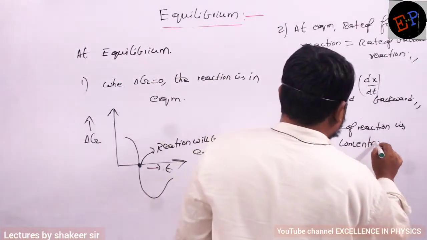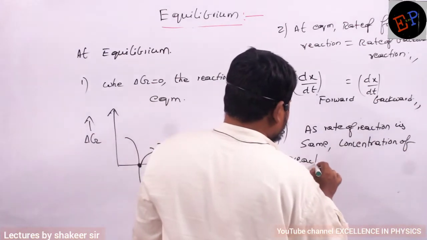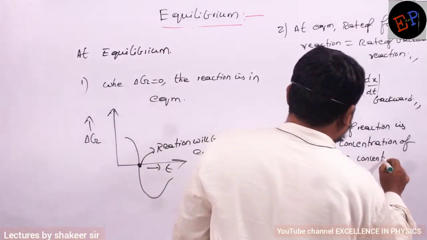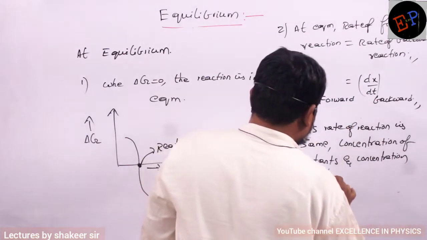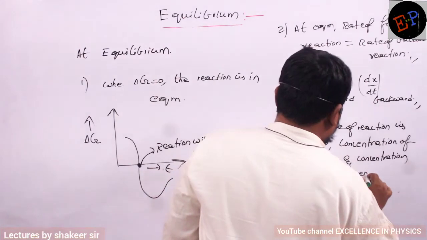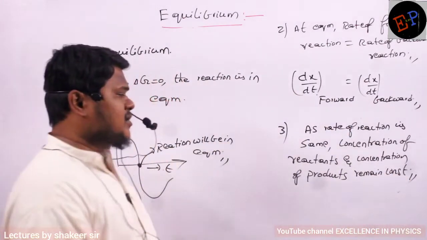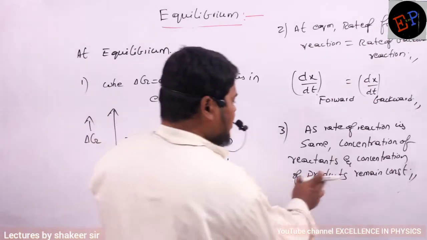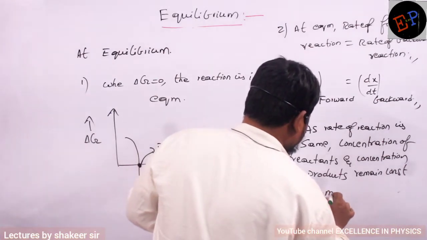The concentration of reactants and the concentration of products remain constant. Okay, ma? This is another point which we have to understand in the case of equilibrium. They remain constant where? They remain constant at equilibrium. This point we should not forget.